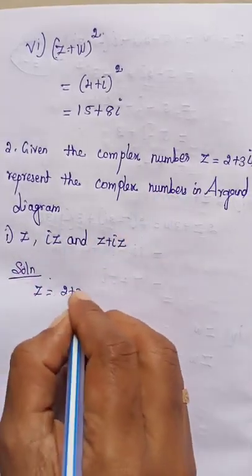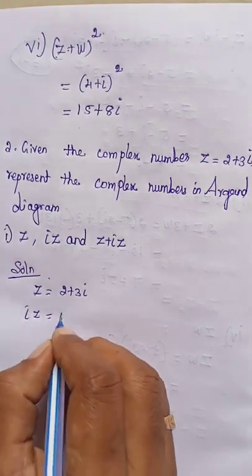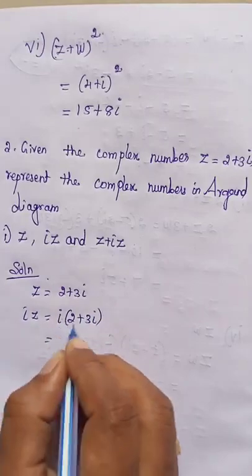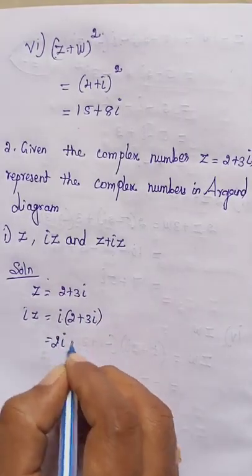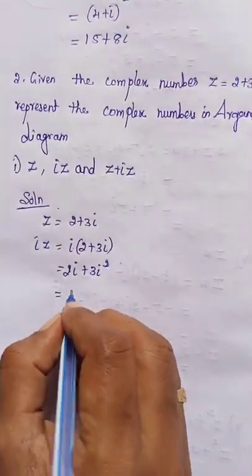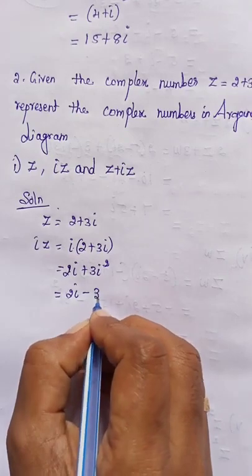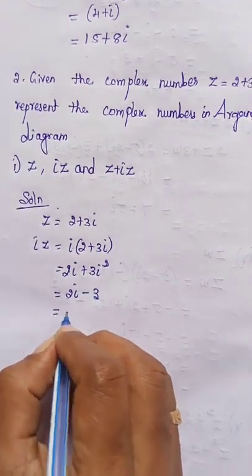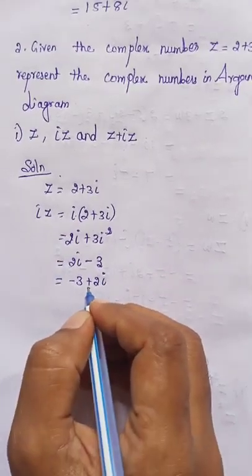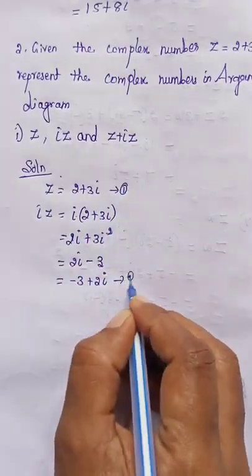Z is equal to 2 plus 3i. So we need next iZ. iZ means i into 2 plus 3i. What do we get? 2i plus 3i square. But the i square value we know, isn't it? So 2i, and i square is minus 1, so we will be getting minus 3. Or this is minus 3 plus 2i. So this is 1 and this is 2.